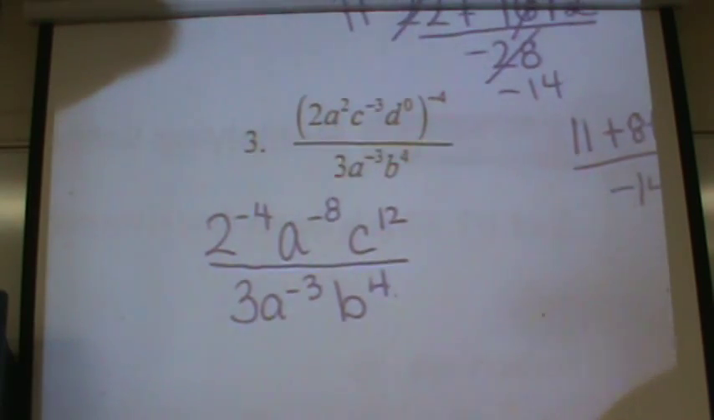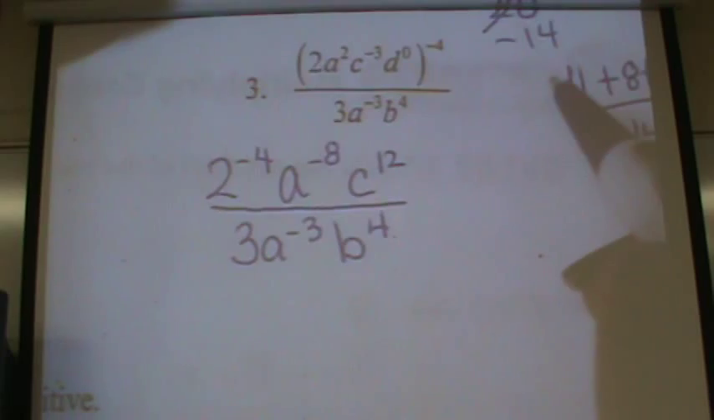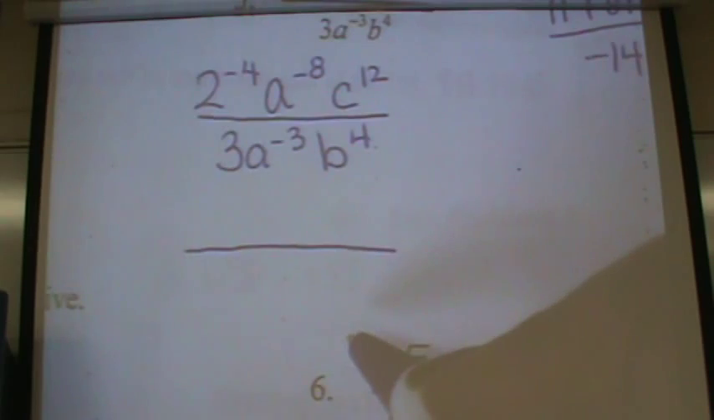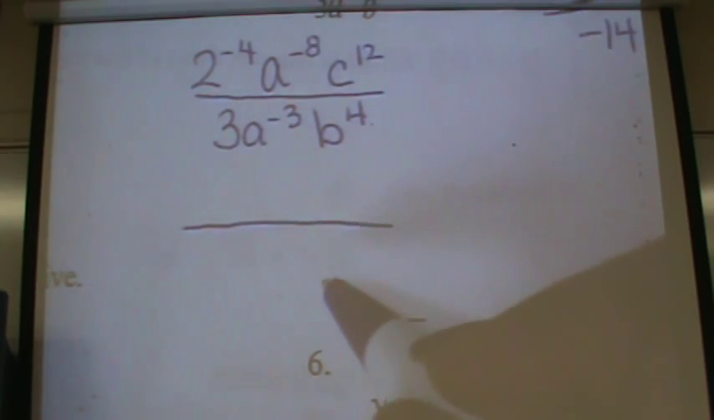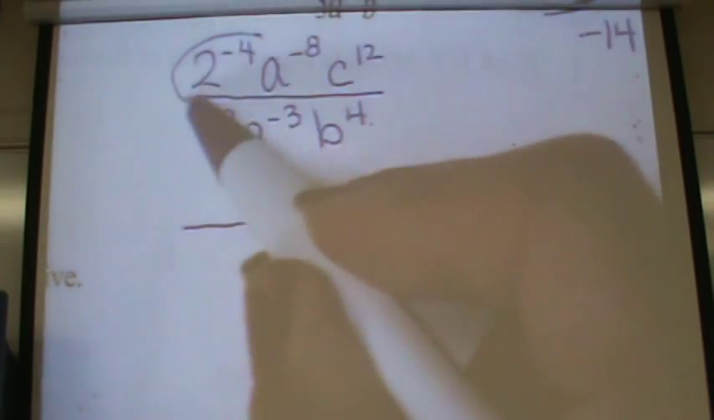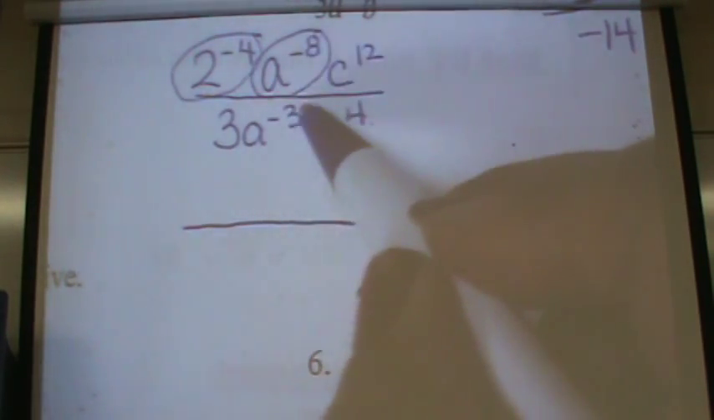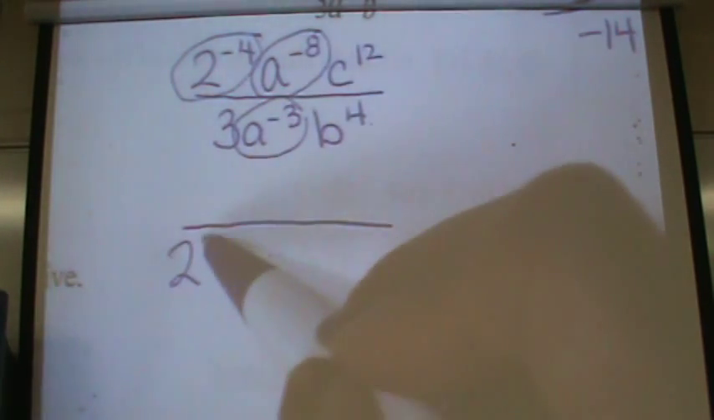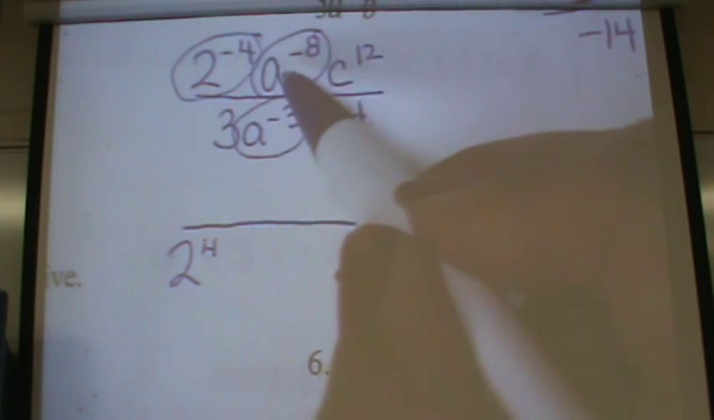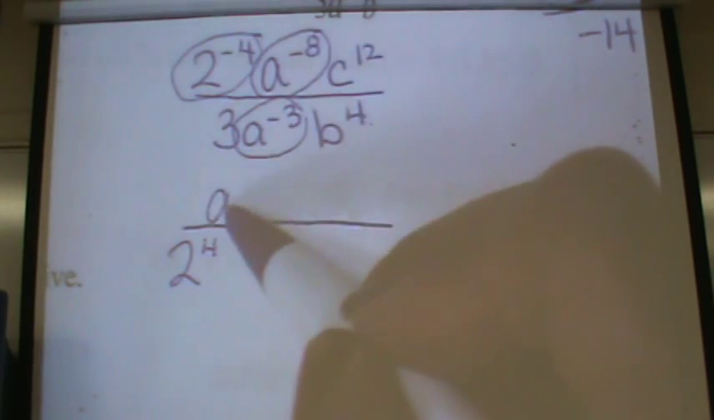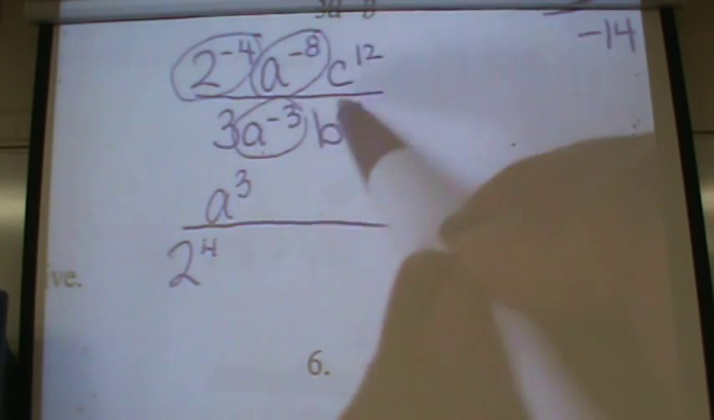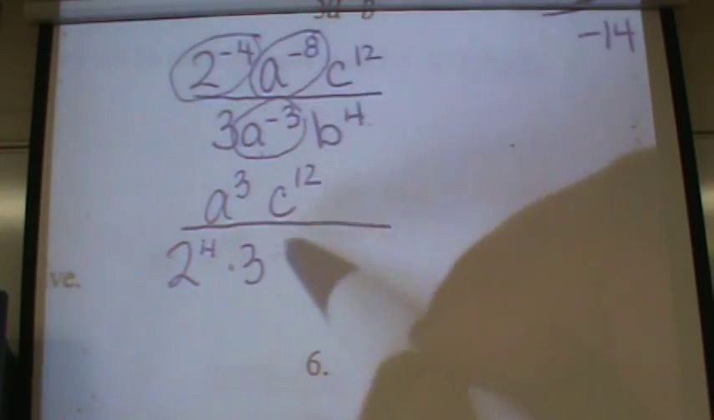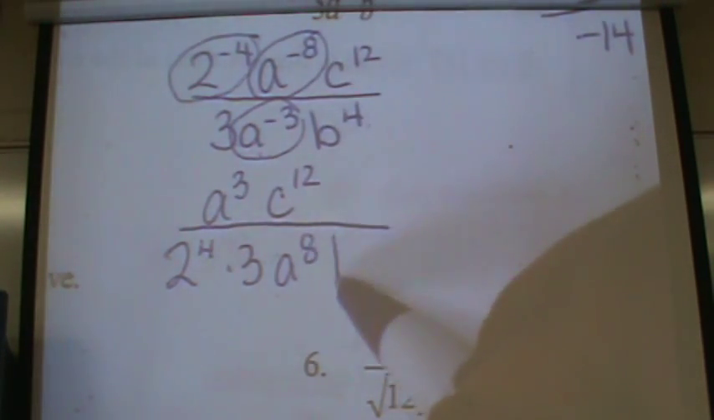Now, what did we learn when you have a negative exponent? What do you want to do with these negative exponents? So that's a negative exponent, this is a negative exponent, and this is a negative exponent. So together you're going to bring this down, make it 2 to the 4th. You're going to bring this up, a to the 3rd. This is going to go up here. C to the 12th stays. This 3 stays. A to the 8th is going to become a positive 8, and b to the 4.